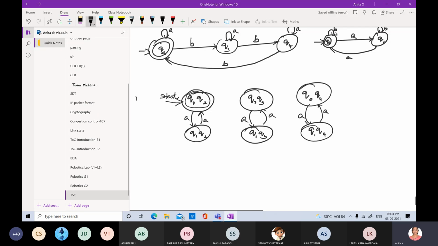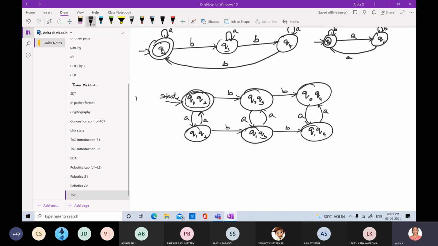Q0 to Q0, there is a transition on input symbol B. Again, Q0 to Q0, there is a transition on input symbol B. Similarly, here Q1 to Q1, there is a transition on input symbol B. Here Q1 to Q1, there is a transition on input symbol B. So we can check the scenario over here, right? Both should be mapping. For both the DFAs, the transitions should be mapped, right?